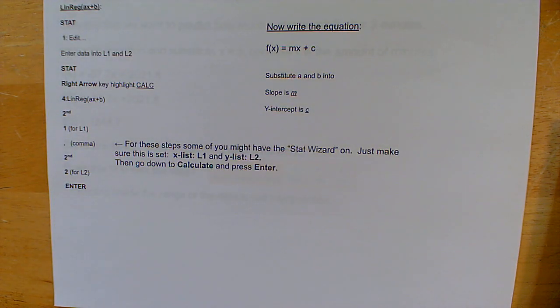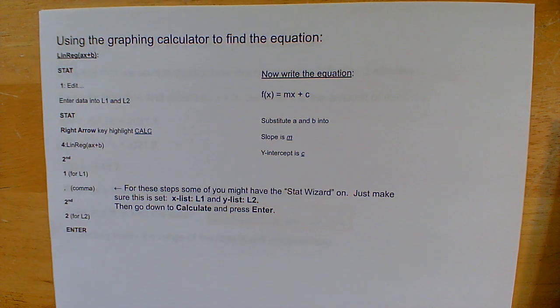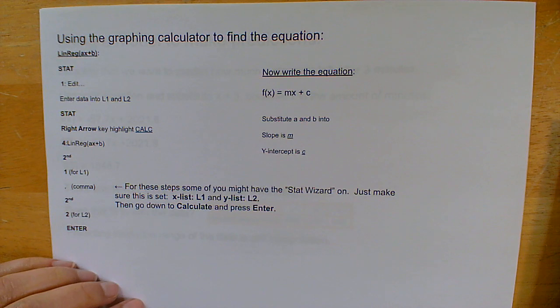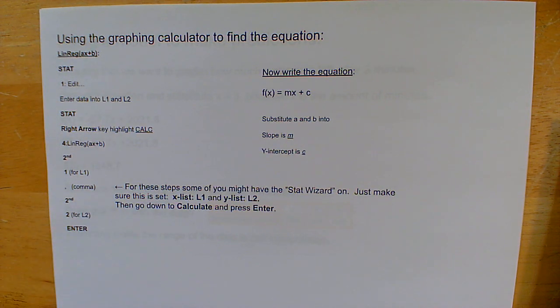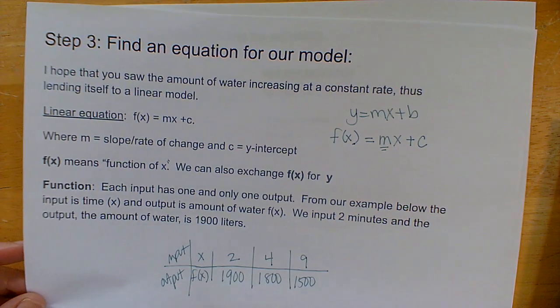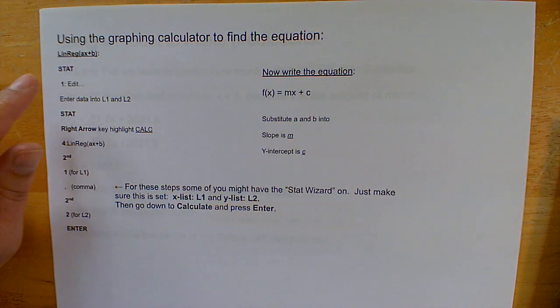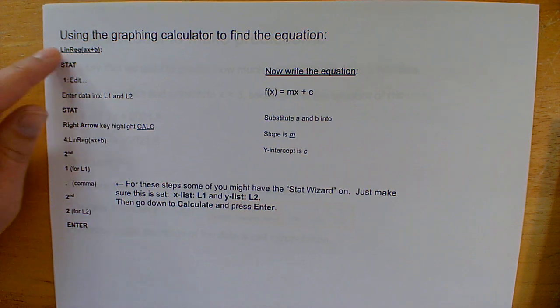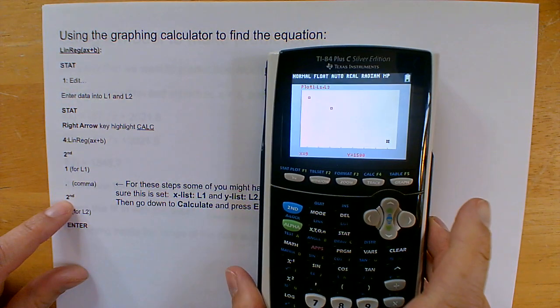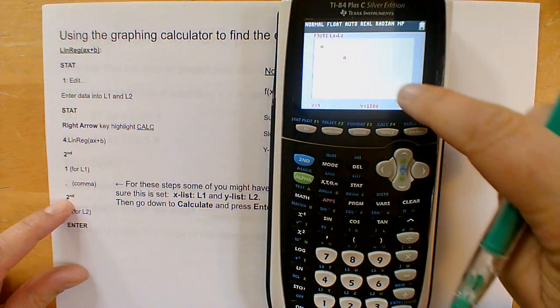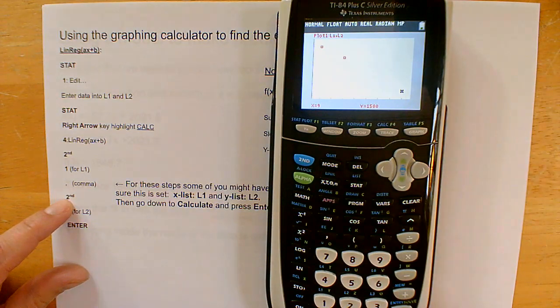So let's see what we have here. We're using the graphing calculator to find the equation. Here are our steps to writing the equation. So let's go through. We're going to now make an equation in the form f of x equals mx plus c. First we're going to be using this side. This side is called linear regression. Linear regression helps us to fit a model, helps us to fit an equation of a line to these points.